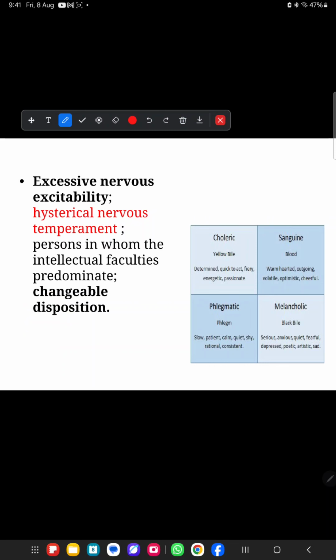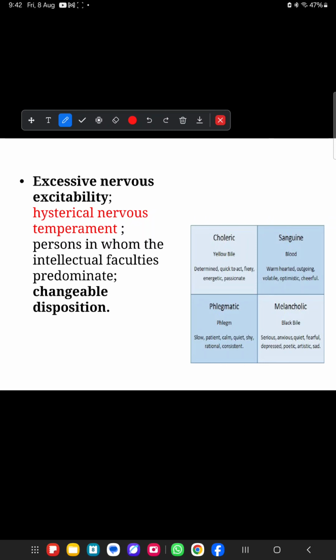Excessive nervous excitability, hysterical nervous temperament, person in whom the intellectual faculties predominate, and changeable disposition. Excessive nervous excitability means the patient is so much excited. Oh, cricket match जीत गया, जीत गया, जीत गया. The patient will be sometimes hysterical. Nervous temperament is there. Sometimes, yes, we won the match, we won the match. Sometimes the patient is so much excited, and that patient is very intellectual, and you will find changeable disposition. Sometimes the patient is crying, sometimes the patient is happy.